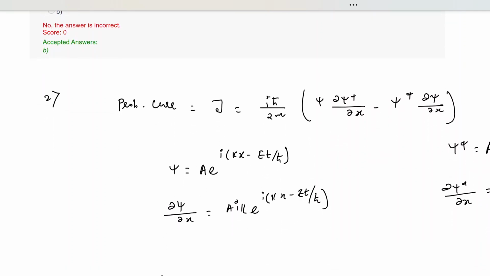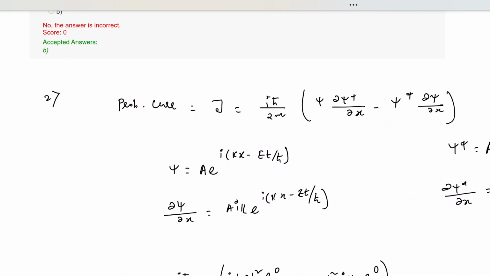So here you get that your j equal to i h cut by twice m. Then psi del psi star del x is basically, so this minus i will be multiplied. So minus i a whole mod square e to the power of 0, because this plus i and minus i cancel out. And then psi star del psi del x is again mod a squared plus i k e to the power of 0.